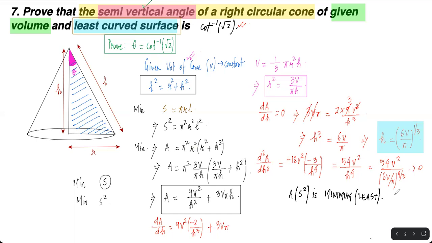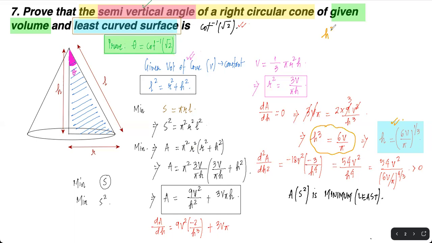Now the third part, we have to prove cot inverse root 2. How will it come? That we shall see. This is very important. Very interesting also. Don't forget, this is something we have to prove: cot inverse root 2. So now I will just go to the critical point, the value of h that we got. I'll take care of the h part here. So I'm just taking this part.